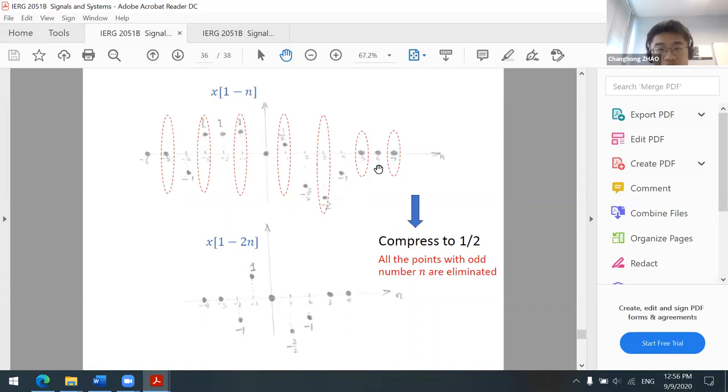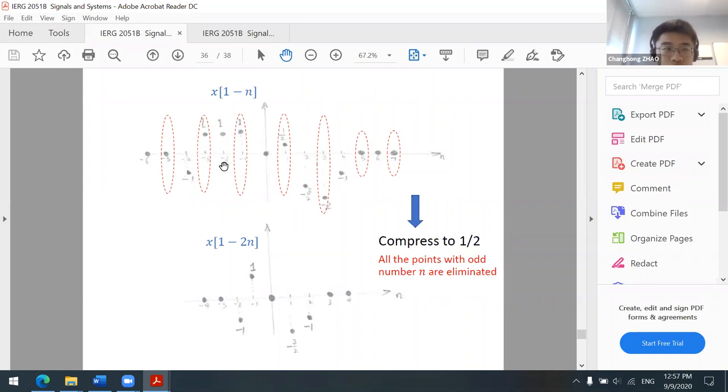After the compression, they will all be moved to the points that are not integer values. And therefore, for the new signal to be a valid discrete time signal, these points must be removed. They must be lost. So all these points in the red circles are lost. What we only retain are the signals that are originally not in the red circles.